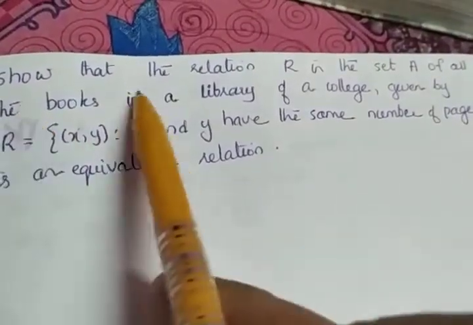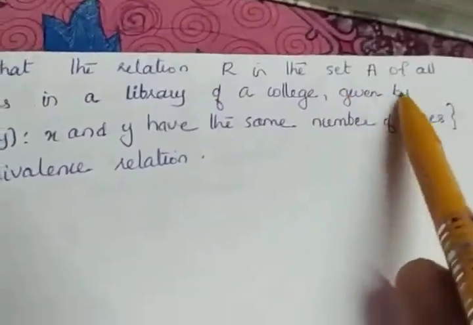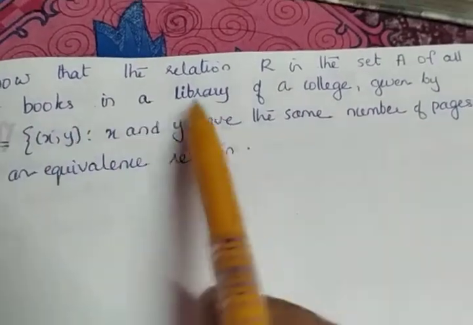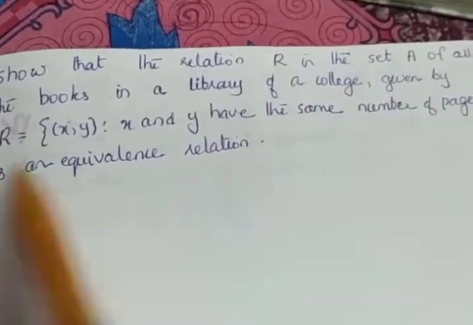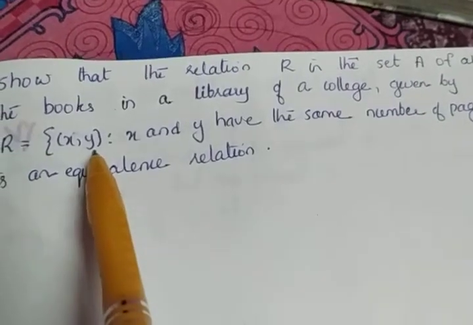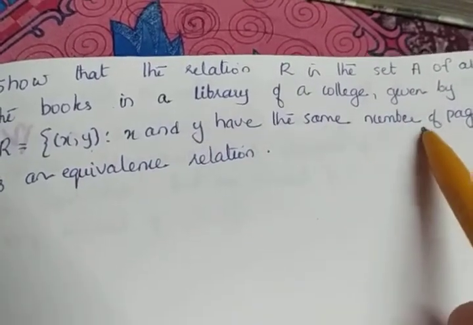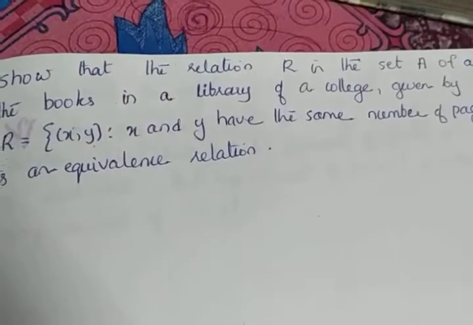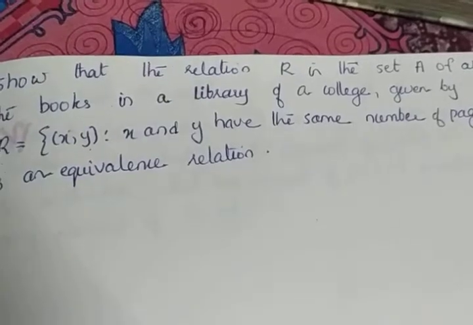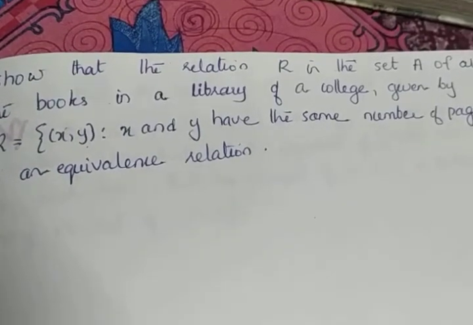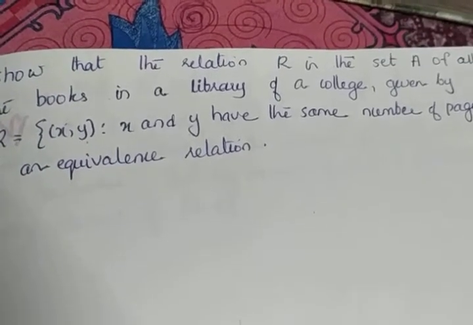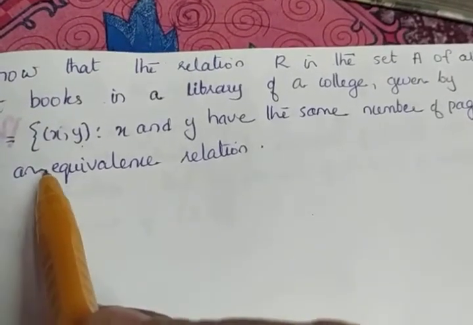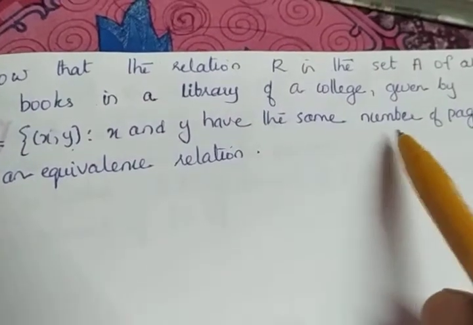The next question: show that the relation R in the set A of all the books in a library of a college, given by R = {(X, Y) such that X and Y have the same number of pages}, is an equivalence relation. We are selecting R in such a way that X and Y have the same number of pages. If I am selecting a book of 250 pages, then the second one will be an element of R if the first book and the second book contain the same number of pages.